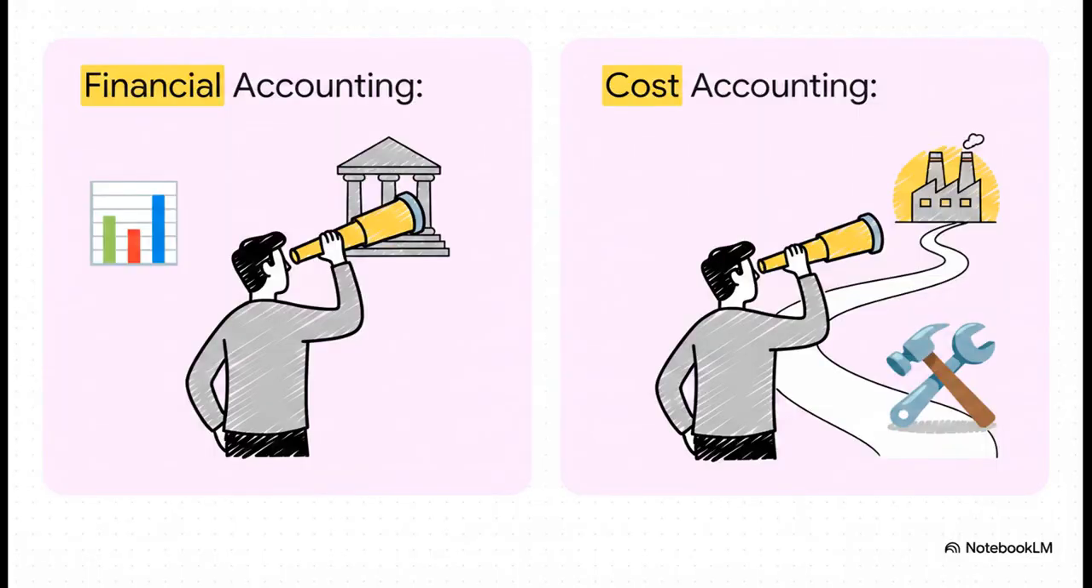Okay, first things first. Let's get a crucial distinction out of the way. You've probably heard of financial accounting. That's the stuff for outsiders, investors, banks, you name it. It has to follow super strict rules like GAAP, and it only looks backwards at what already happened. But cost accounting? That's your secret weapon. It's your internal playbook. It's flexible, it's forward-looking, and you can tailor it to give you the exact information you need to run your operations better.